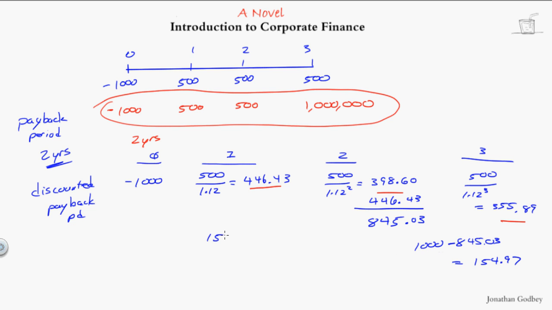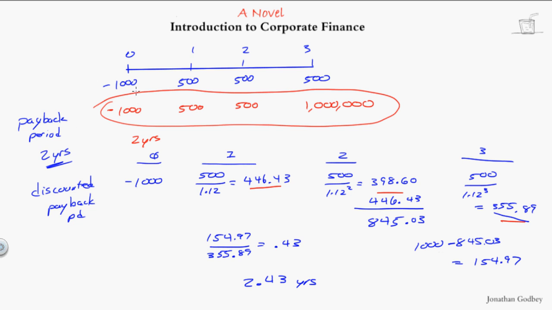So 154.97 over, in year 3 I get 355.89. I don't really get 355, but that's the present value of it. It's equal to 0.43. So my payback period is 2.43 years. My discounted payback period is 2.43 years. So it works the same.